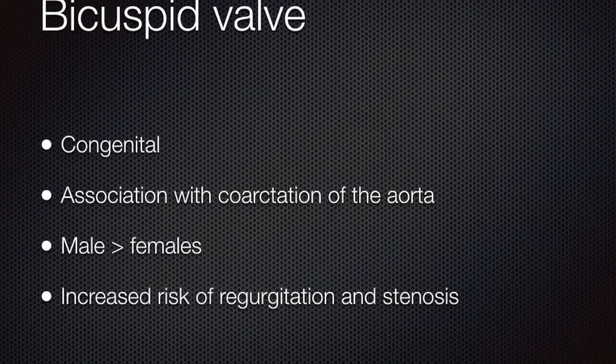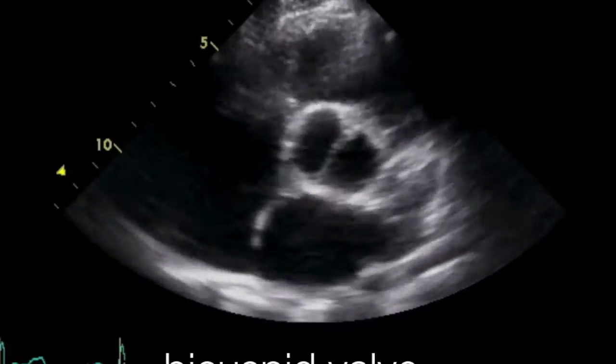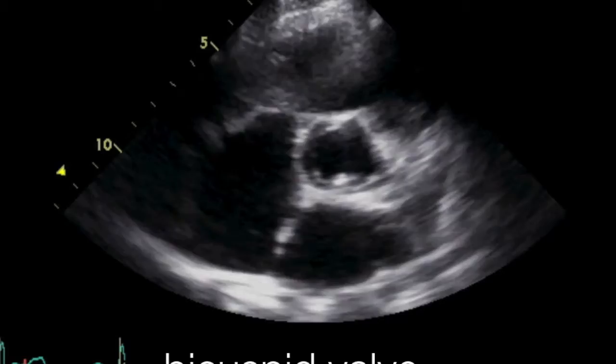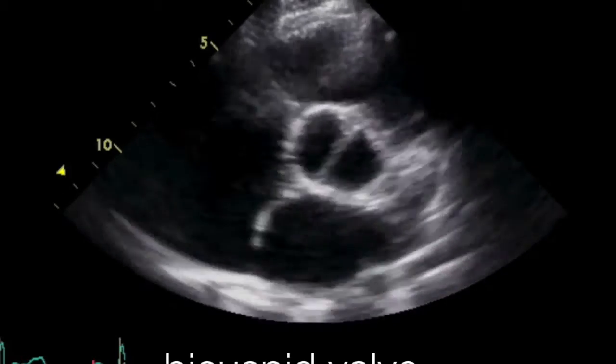Okay, so we mentioned the bicuspid valve earlier, and this is often congenital and associated with coarctation of the aorta. It's more common in males. And when you have this, there's an increased risk of regurgitation and stenosis. So here's a picture of a bicuspid valve there. So you can see there's only two leaflets when they're opening and closing.